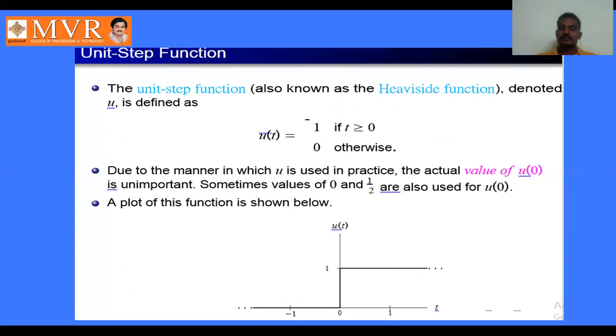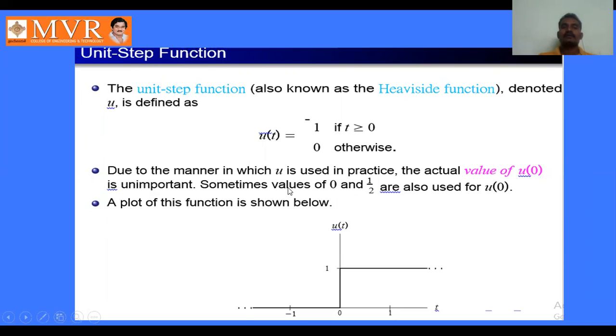It is looking like a step. So the unit step function is also known as the Heaviside function, denoted as u, and is defined as u of t equal to 1 if t is greater than or equal to 0, and equal to 0 otherwise.